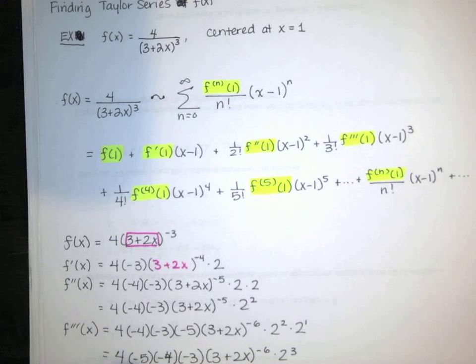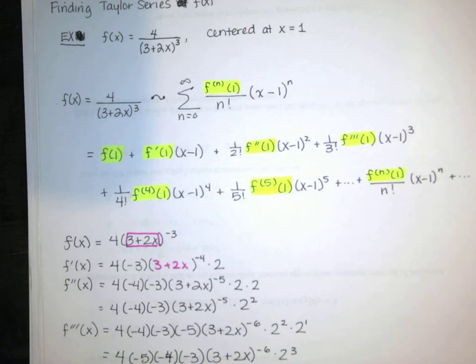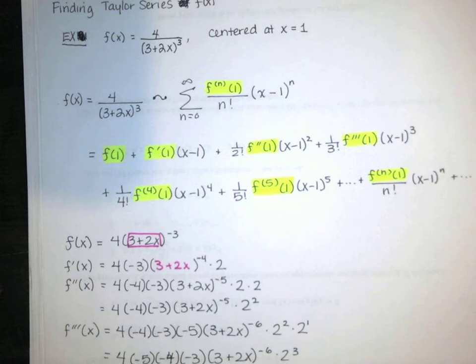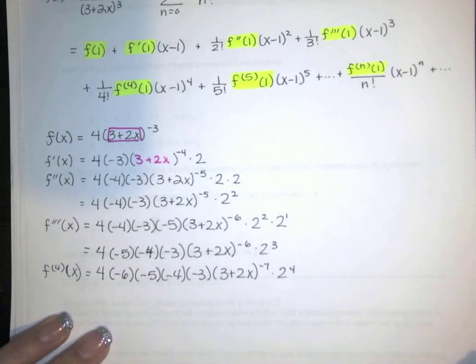And let's do the fourth derivative, and then we'll try to find the pattern. Bring the 4 down. The derivative of this is going to give me a negative 6 out front. So I have negative 6 times negative 5 times negative 4 times negative 3 times 3 plus 2x to the 1 less power, that's negative 7. And then we'll have the 2 cubed, which we had from before, times an extra 2, so that'll be a 2 to the 4th.